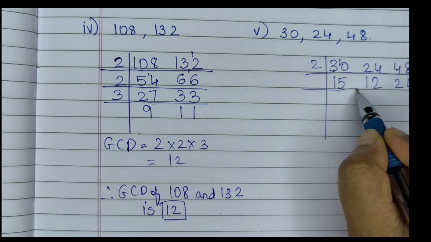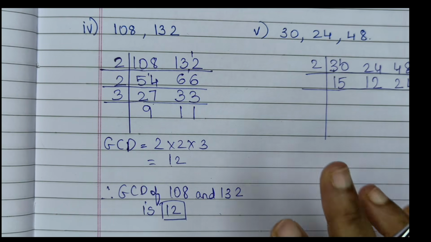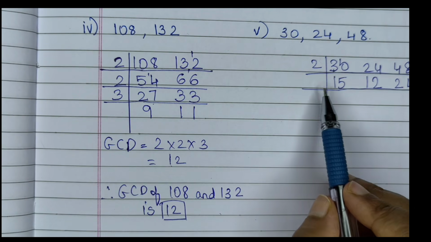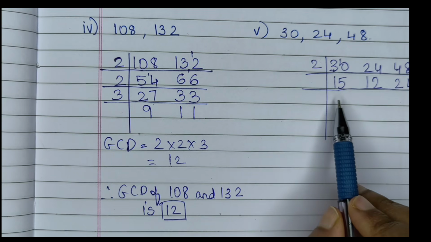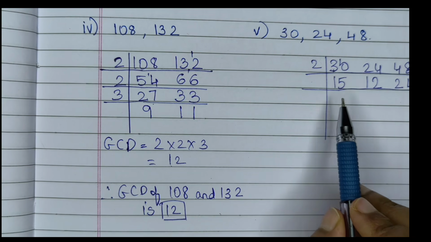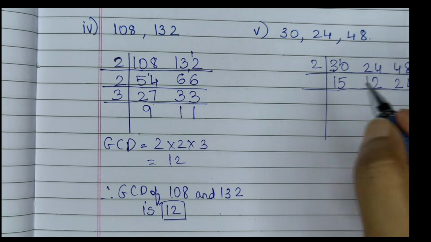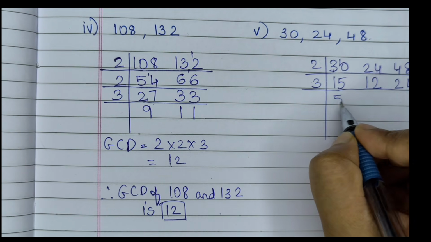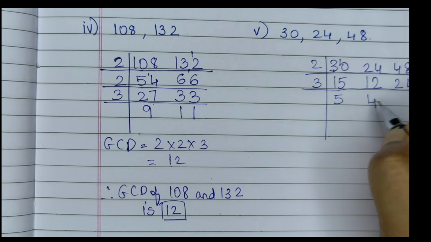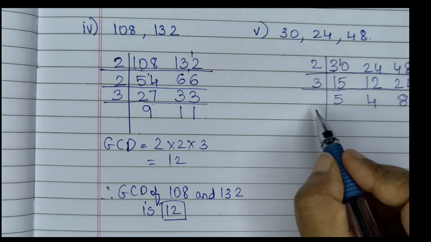Now observe the numbers 15, 12, 24. Can you take the 2 times table again? No. Because see, if you take 2, 2 sixes are 12, 2 twelves are 24. 15 is not going to go. 15 will be remaining. Okay, so we can take 3 because 3 is divisible by all these numbers. 3 fives are 15, 3 fours are 12 and 3 eights are 24.